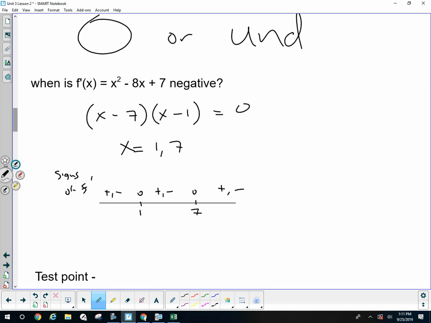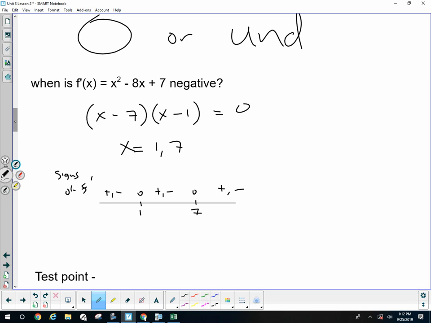Why can't it be both? Why can't I have some positives and some negatives between 1 and 5? Discuss with your neighbors. Why does it have to be either positive or negative? Why can't it be both? It would have to go through another zero. It would have to either go through another 0 or have an undefined value to jump from positives to negatives. So I know for certain it's either positive or negative everywhere.